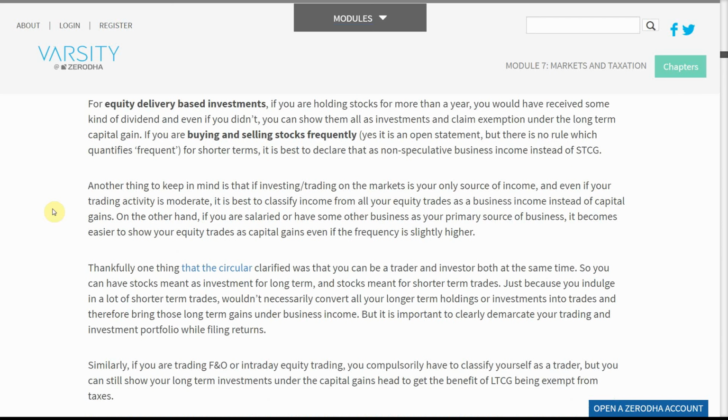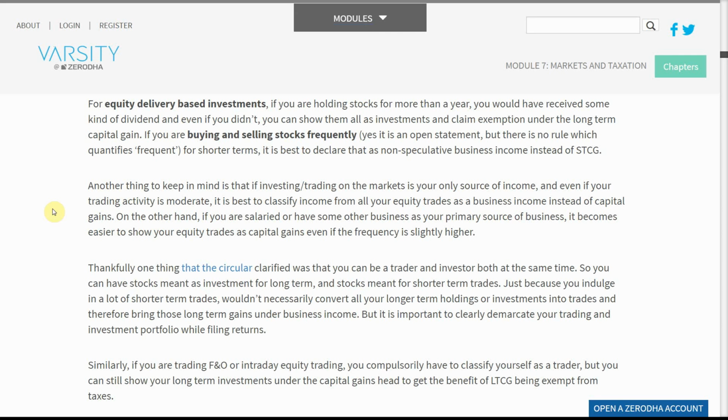For equity delivery-based investments, if you are holding stocks for more than a year, you would have received some kind of dividend, and even if you didn't, you can show them all as investments and claim exemption under the long-term capital gain. If you are buying and selling stocks frequently, yes, it is an open statement. But there is no rule which quantifies frequent for shorter terms. It is best to declare that as non-speculative business income instead of STCG.